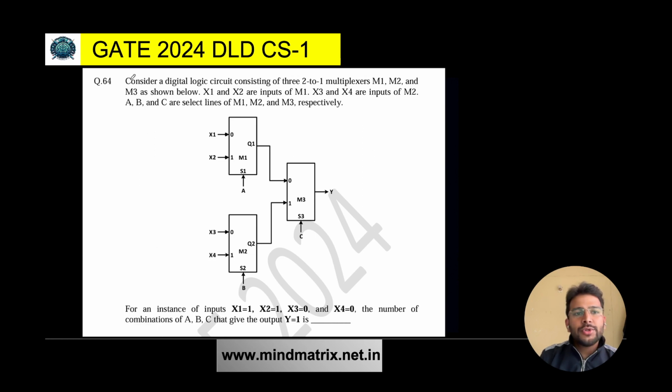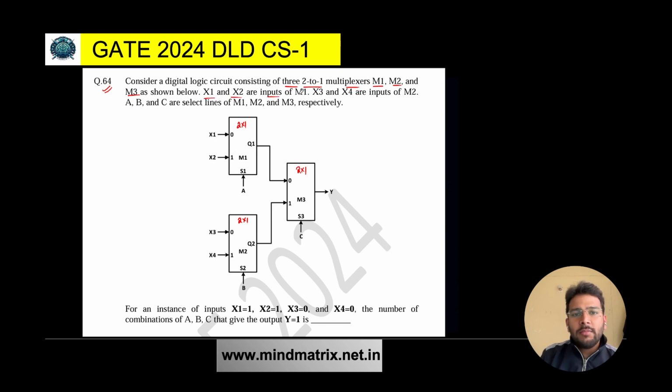Let's try to solve this question that is based on combinational circuits, multiplexers. Consider a digital logic circuit consisting of 2 to 1. So this is also 2 by 1 multiplexer. This is also 2 by 1 multiplexer. That means 2 inputs, 1 output. And this is also 2 by 1 multiplexer. So 3 2 by 1 multiplexers are given, M1, M2 and M3 as shown below.